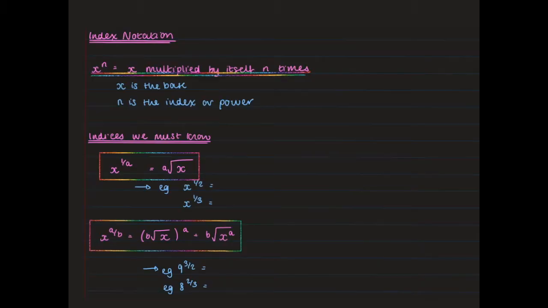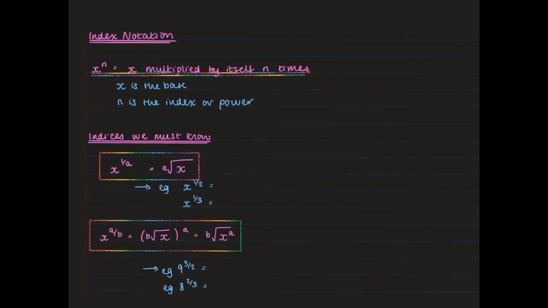So this is the first lesson on the topic of powers, and we're going to be looking at powers and indices. Today we're going to be looking at index notation. What we should already know is that if we write something as x to the power of n, that means x multiplied by itself n times, where x is the base and n is the index or power.